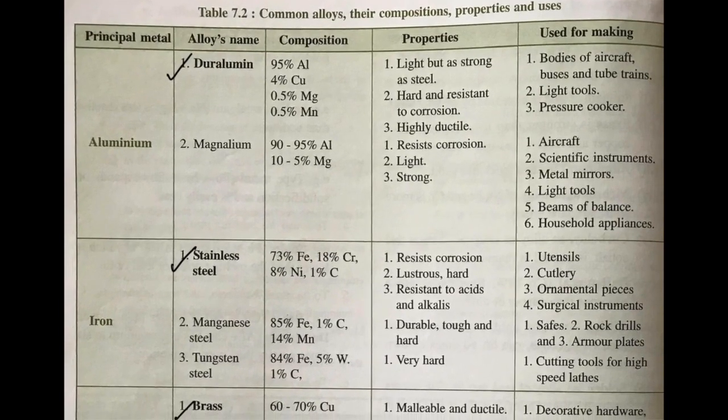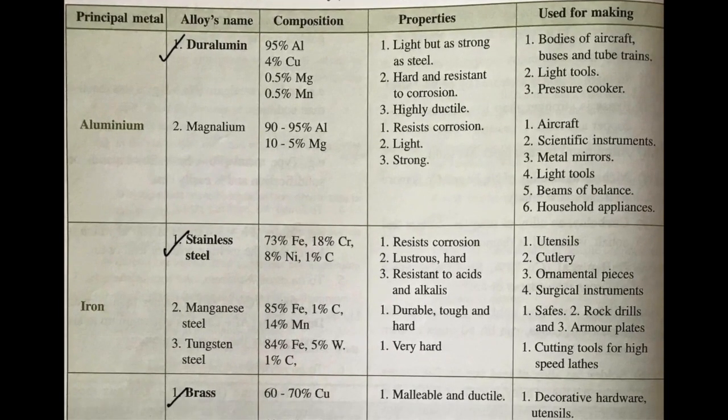Now this table 7.2 is important for you, where you will see the common alloys, their composition, properties and uses. The ones which are ticked you will have to learn, and the others which are not ticked are not in your syllabus.